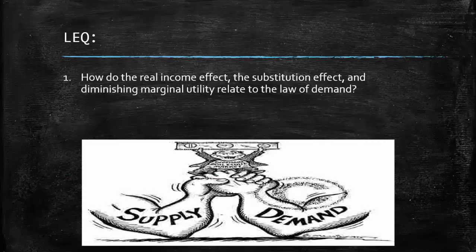All right, we have one LEQ. How do the real income effect, substitution effect, and diminishing marginal utility, what a mouthful, how do they relate to the law of demand? Now, once again, I like to point out this little graph down here. We have two arms arm wrestling, supply and demand, a little leprechaun-looking guy on top with a level on his head. I'll be explaining that to you in about 2 weeks.